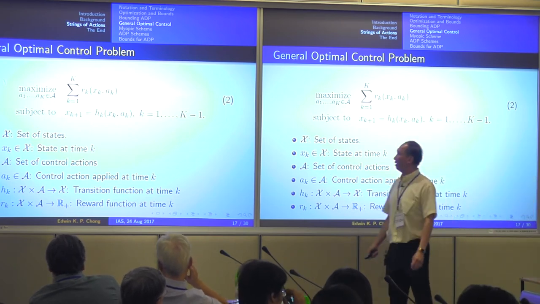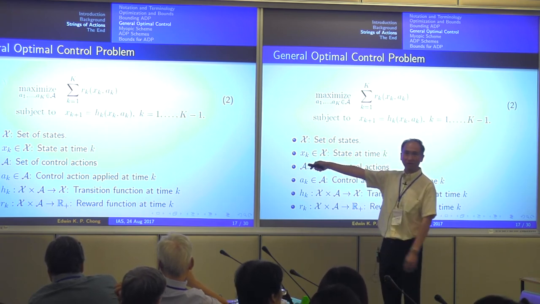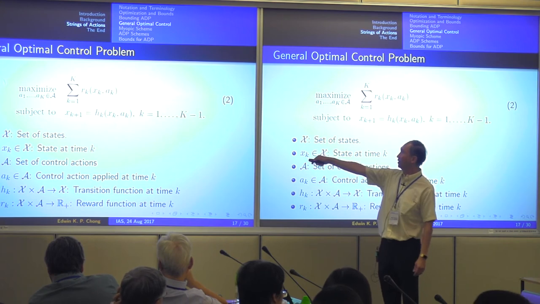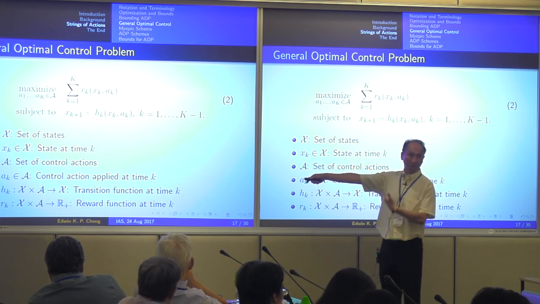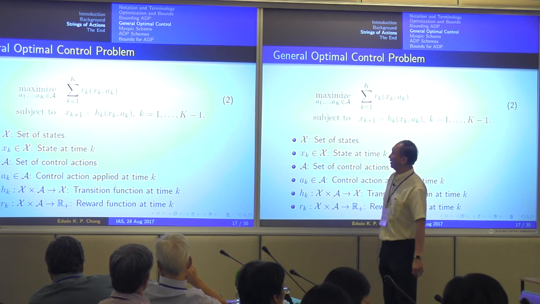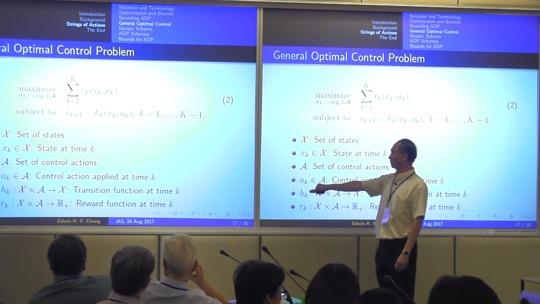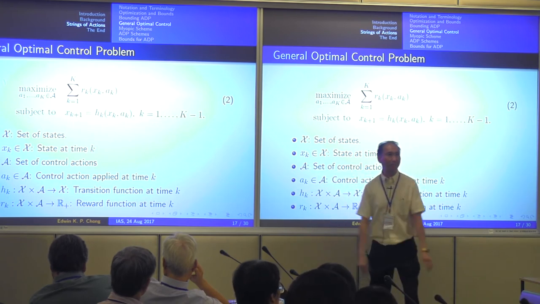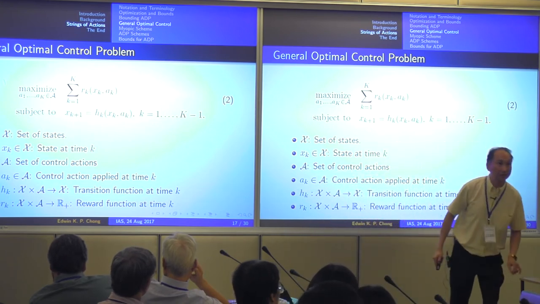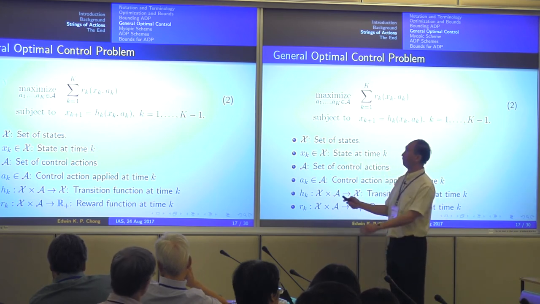Now, here's just: maximize the cumulative state-dependent cost function as a function of actions subject to general nonlinear dynamics. This is the deterministic version. You have a set of states, et cetera. I think this is fairly familiar to all of you. All right, so here's my optimal control problem.